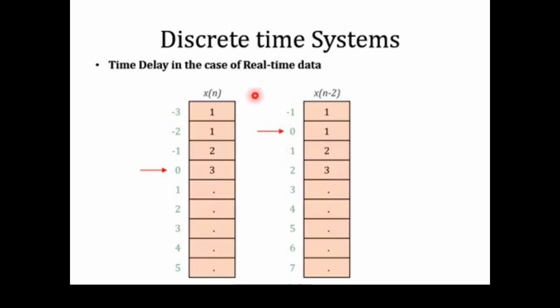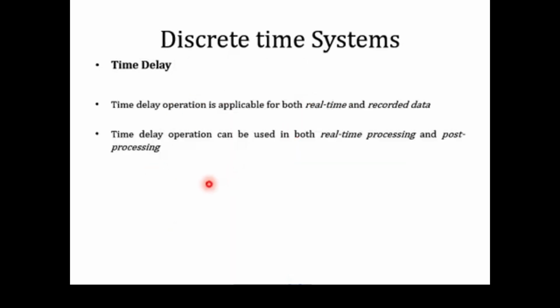So in simple words, in real-time data, again we can access the previous values of our signal if those values are stored in our computer memory. And the thing to remember is that time delay operation is valid for both real-time data and recorded data, because in time delay operation we have to access the previous values of our signal, and the previous values can be accessed easily if we have stored them in computer memory. So previous values could be available in both real-time and recorded data. Or in other words, time delay operation can be used in both real-time processing systems and post-processing systems.